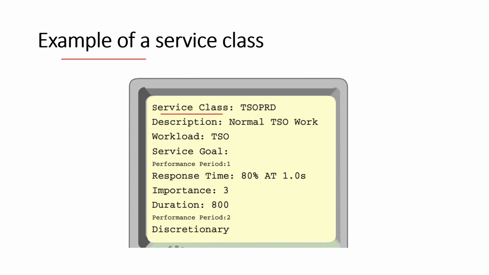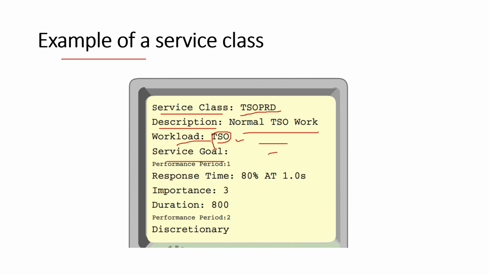First is the service class. Always remember, we provide a unique service class name, like here TSOPRD. Next is the description, which is a normal TSO workload. Next is the workload, which is a TSO workload. That means a workload is used to group together work that an installation decides is meaningful to monitor as a unique segment. A workload can represent all the work related to a particular business department or a specific subsystem.